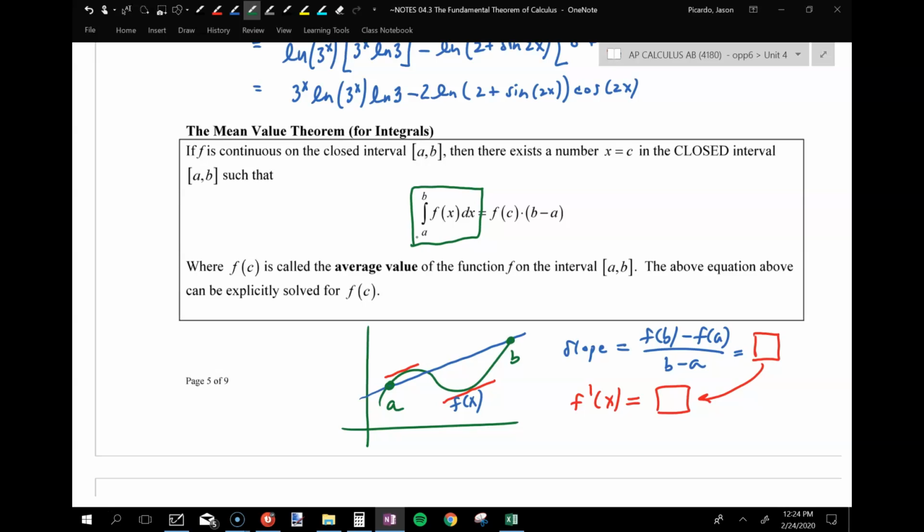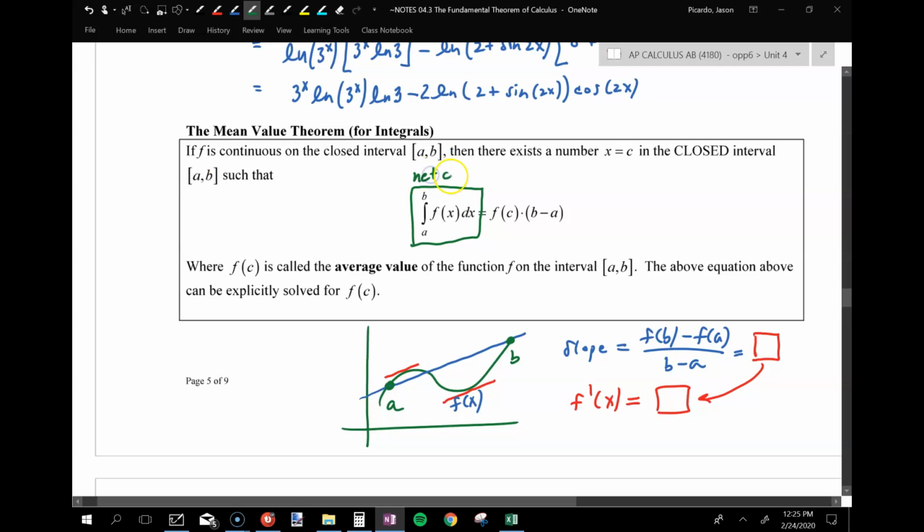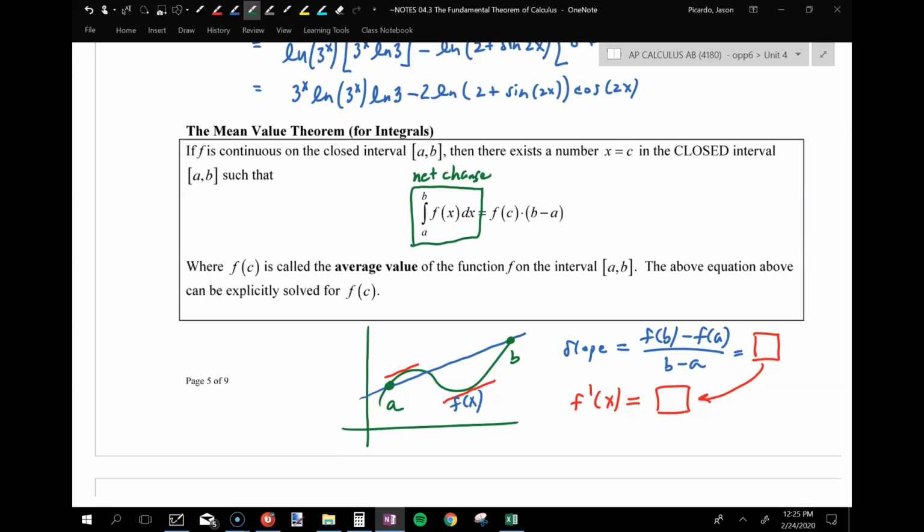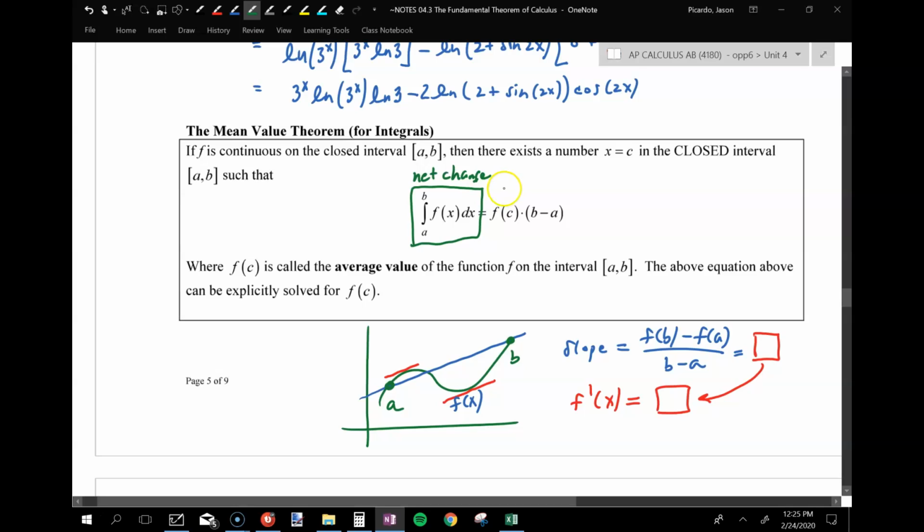And I used a phrase. What was that phrase? Net change. This produces the net change. Be a little bit more specific. You're right so far. Net change of f of x from a to b.